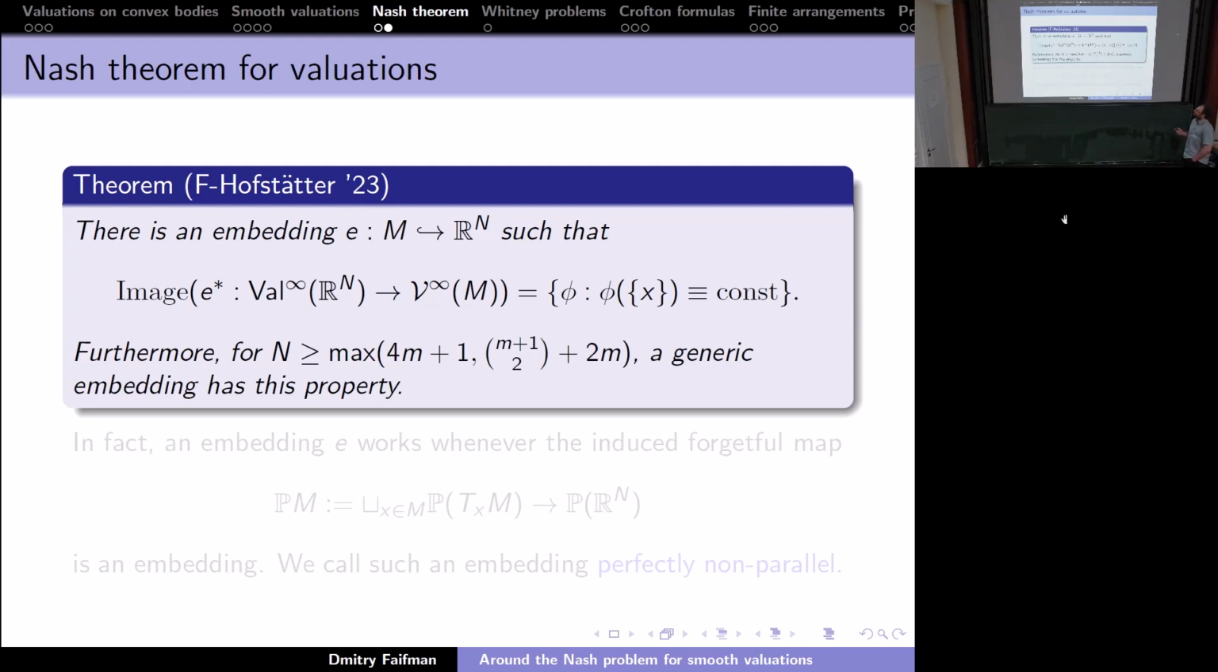There is an embedding into some large linear space such that the image of the restriction map is precisely those relations which are constant on singletons. This is, by the way, not a very big restriction on evaluation. Basically, the quotient of all evaluations by this space is just the smooth functions. It's not a big difference in a way. So not only can we find an embedding that's good for any given evaluation, but we can find an embedding that's good for all evaluations at the same time.